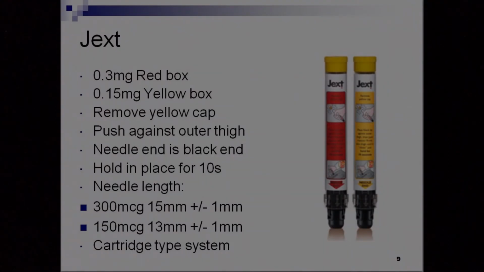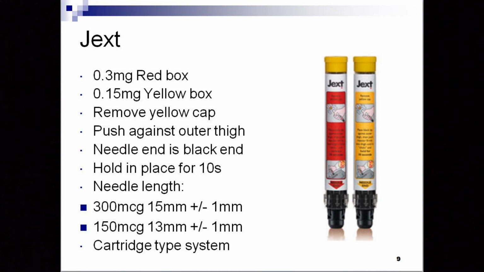And finally, the third auto-injector is Jext. Jext comes in 0.3mg and 0.15mg. When you've taken it out of the box and plastic container, remove the yellow cap. The needle end is the black end, so it's the opposite end of the cap end. Rest it on the thigh, push and hold in situ for 10 seconds. Our teaching within ESHT is whatever auto-injector you use, to keep it in situ for 10 seconds, and then that way you can't go too far wrong.